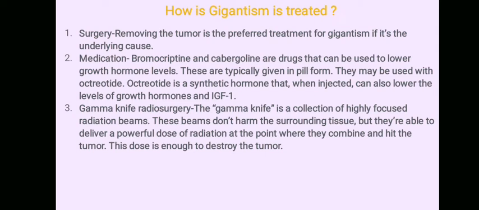How is gigantism treated? First of all, surgery to remove the tumor. Second is medication: bromocriptine and cabergoline, the drugs used to lower the growth hormone level. And the third is gamma knife radiosurgery. The gamma knife is a collection of highly focused radiation beams. The beams don't harm the surrounding tissue, but they are able to deliver a powerful dose of radiation at the point where they combine and hit the tumor.